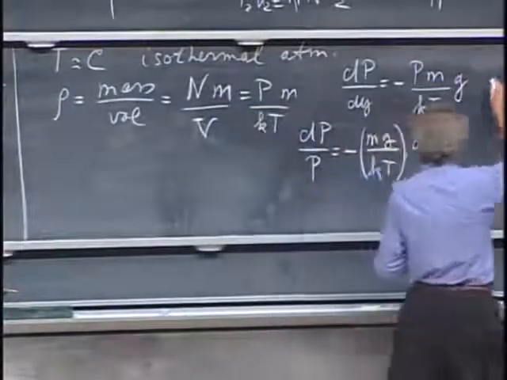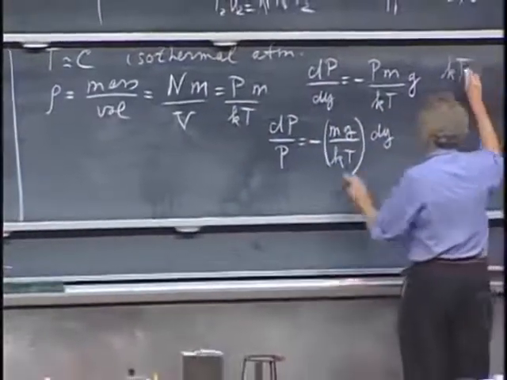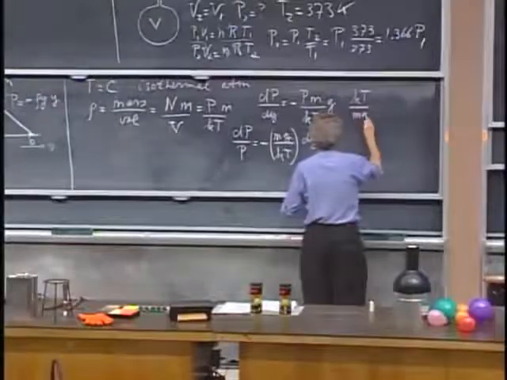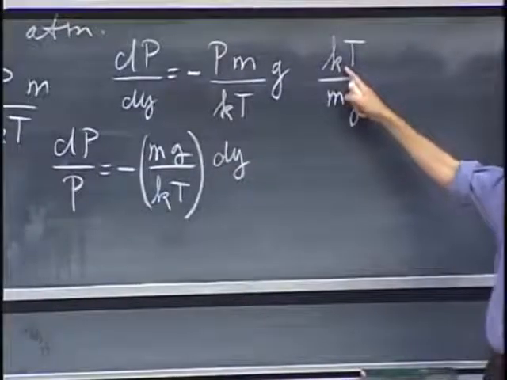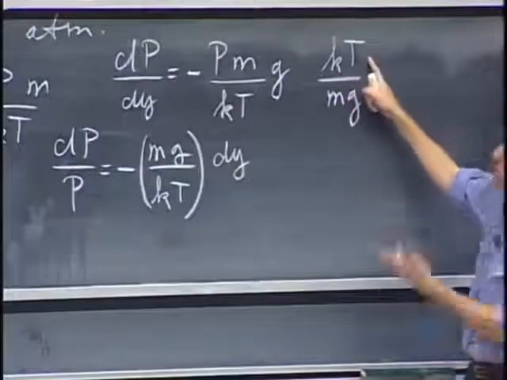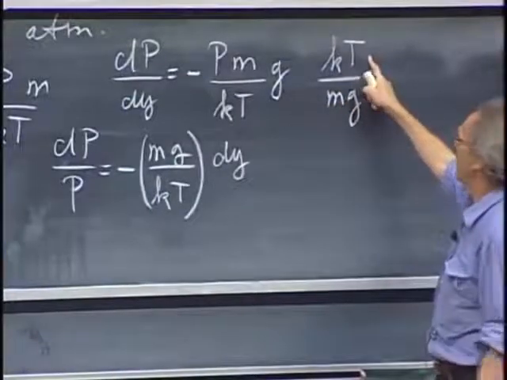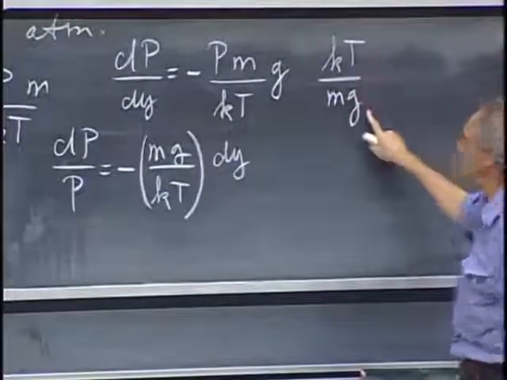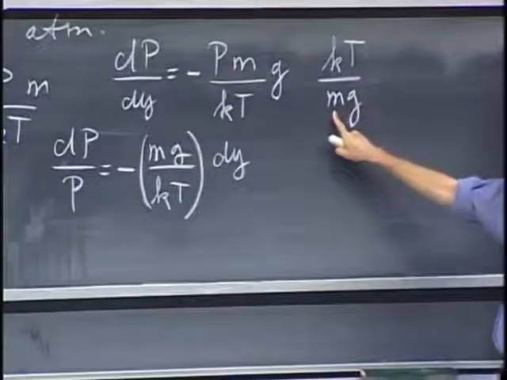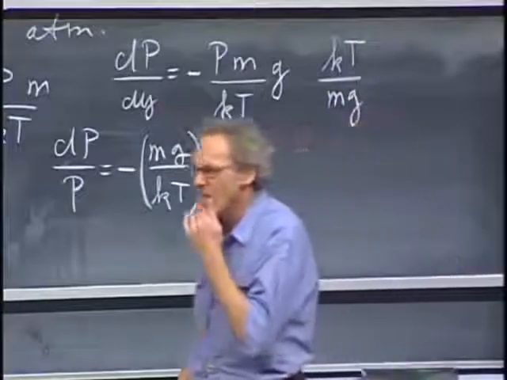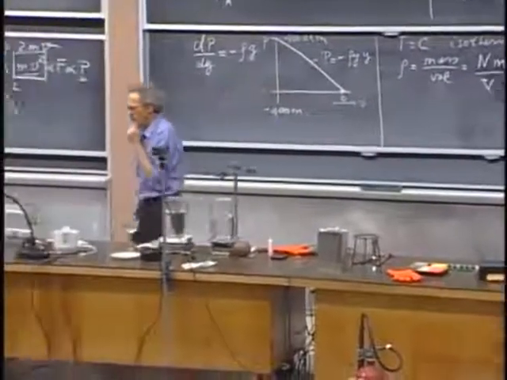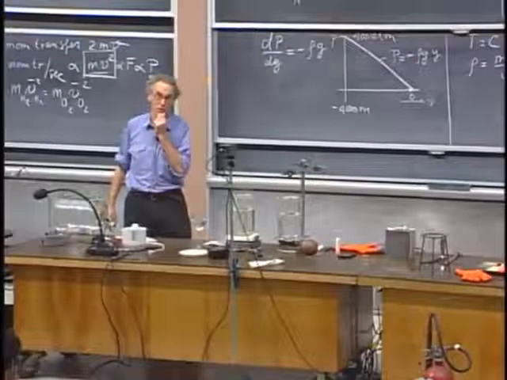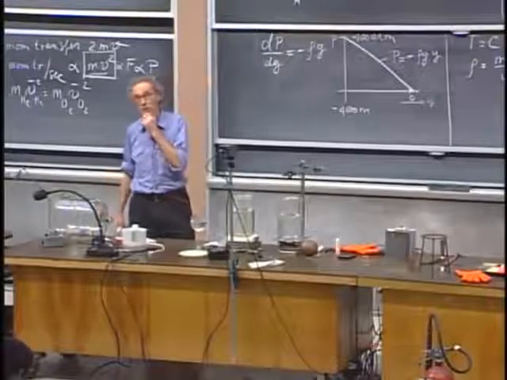In fact, I can calculate what kT over mg is. That should then have a dimension of length. I know k. I know T. I take 0 degrees centigrade, so T is 273. I know what g is. What do I take for the molecule, a molecule of air? What is an air molecule? Well, we have 20% oxygen. We have 80% nitrogen.